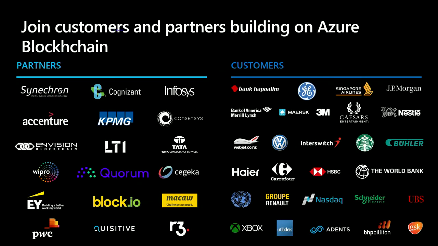We're also not alone in this journey. We've worked closely with a lot of partners. Some of these partners are blockchain-specific companies like ConsenSys. Others are large companies that you know like Infosys and Ernst & Young. And we've got a large list of customers that are already using these assets today in production.